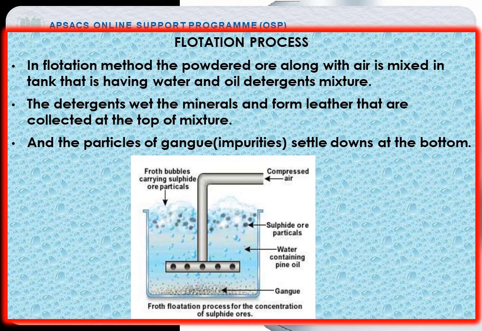Flotation process. In the flotation method, the powdered ore along with air is mixed in a tank that has a water and oil detergents mixture. The detergent wets the mineral and forms lather that is collected at the top of the mixture, and the particles of the gangue, or you can say impurities, settle down at the bottom. Basically in this process, the oil detergents absorb the minerals that are collected or form a lather and come at the top of the container, so they are collected and from there we extract the metal, whereas the impurities or gangue settle down.